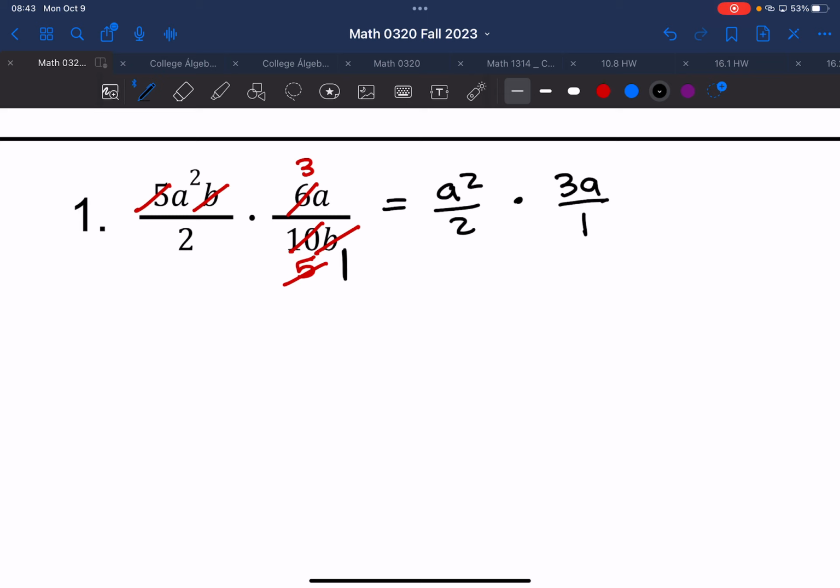If we were to multiply across, we would get what on the top? 3a squared. Actually, 3a cubed, because we have another a there, over 2. That's our answer. So we're reducing top to bottom, then both diagonals, before we multiply or divide.